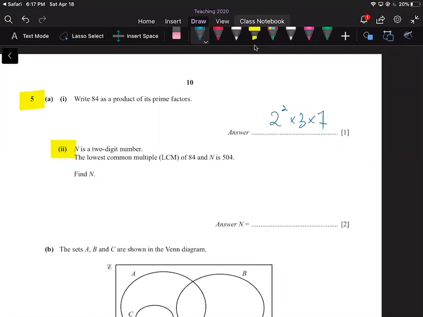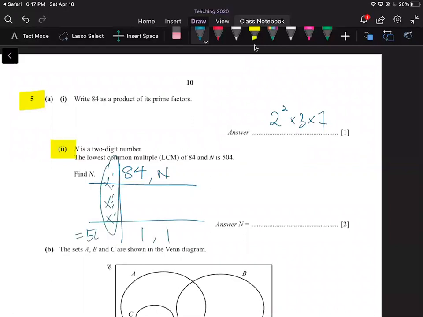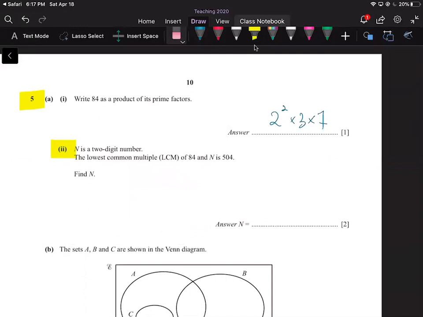So basically, to understand the question, 84 and n is a number. If we do the LCM until both become 1, we have to multiply all the numbers here. It should be equal to 504. That's the idea. But because we don't know what n is, we cannot use this method. Instead, we will use a different method, okay?